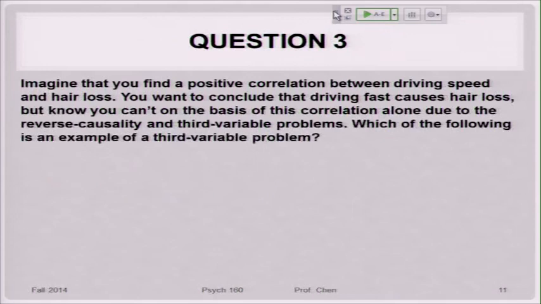Here. Okay, hold on, I'm not starting the clicker yet. Okay, I am. But you can't answer yet since I don't have the choices. Okay, imagine you find a positive correlation between driving speed and hair loss. You want to conclude that driving fast causes hair loss, but you know, because you heard Professor Chen say, that you can't do this on the basis of your correlation alone due to the reverse causality and third variable problems. Which of the following is an example of a third variable problem in this case?